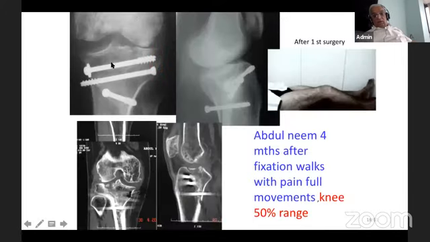Now this is the stage he came over. This was again 4 months after fixation, walks painfully, movements of the knee are not there as I showed. The surgeon had done these mini operations. And here you can see the CT scan. This is the one which is really splayed out. Fortunately, the posterior-medial part is not very badly affected. So it is a much simpler surgery comparatively than the other one.